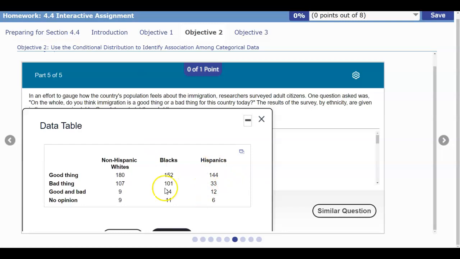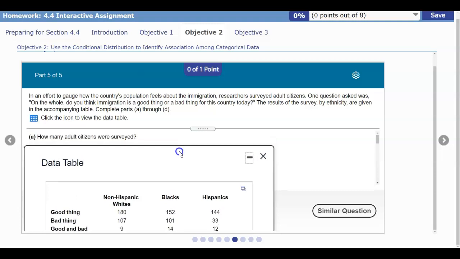So here is our table. Here are our amounts. We have good thing, bad thing, good and bad, and no opinion. The first column represents non-Hispanic whites. The second column is blacks, and the third column is Hispanics. The first question is asking us how many adult citizens were surveyed.